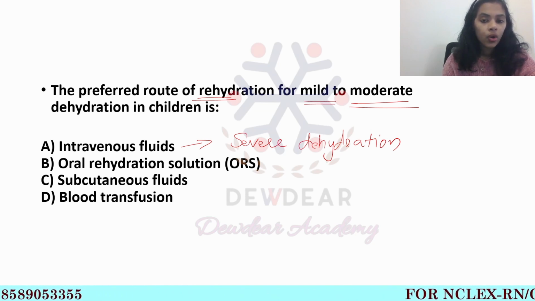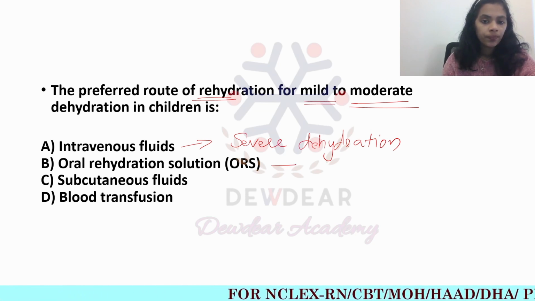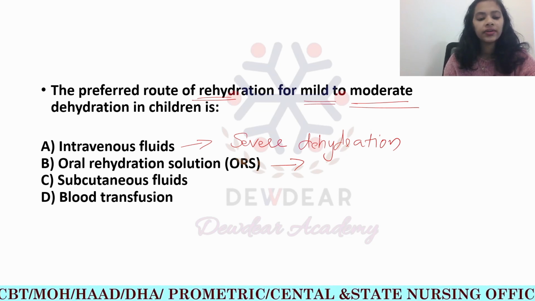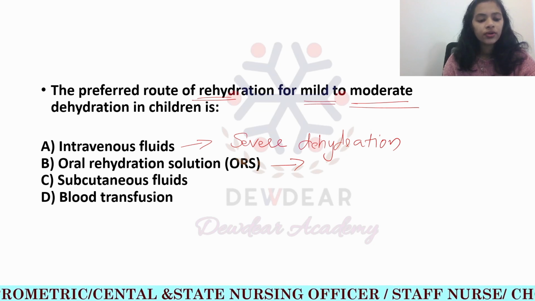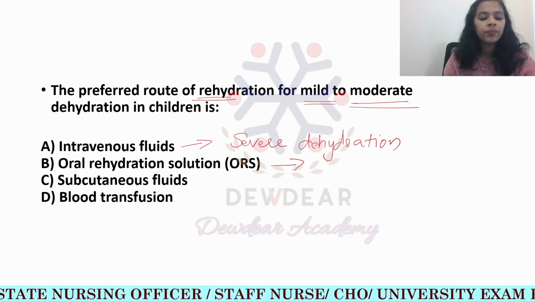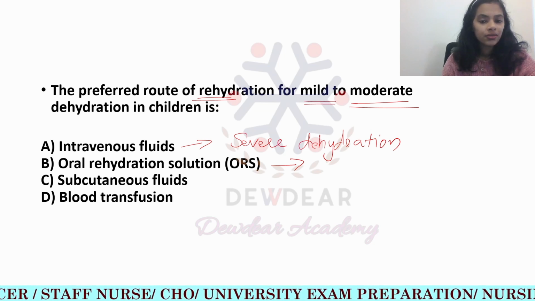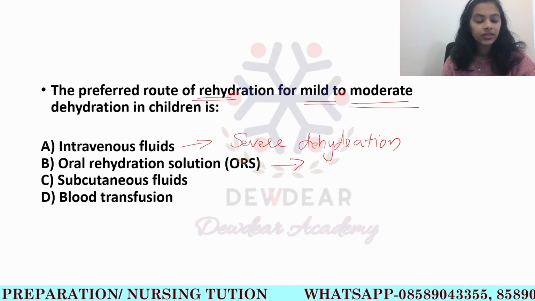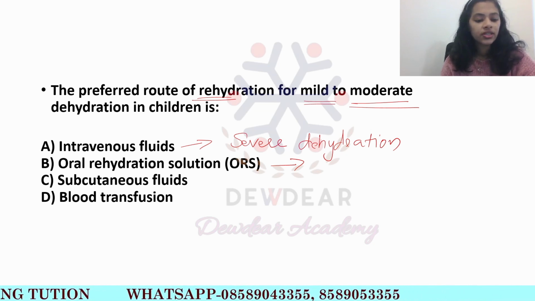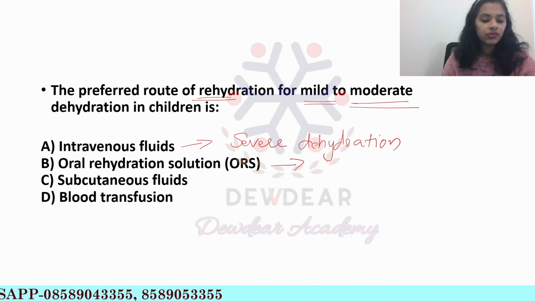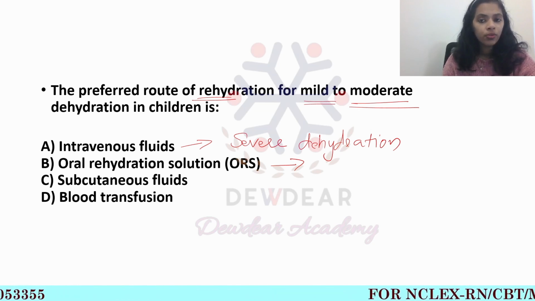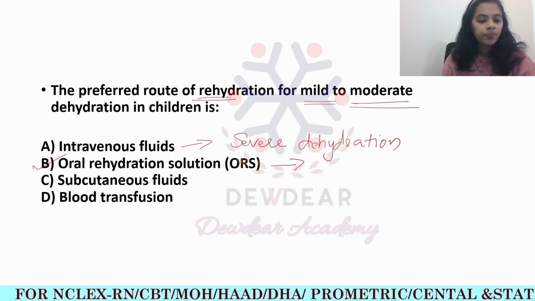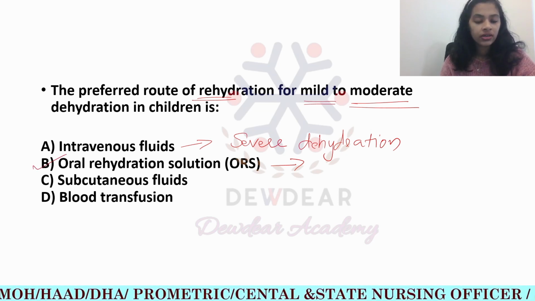The next is oral rehydration solution, or ORS. Oral rehydration solution is the preferred treatment for mild to moderate dehydration because it is safe, non-invasive, and very effective. ORS contains a balanced mixture of electrolytes and glucose that promotes sodium and water absorption in the gut, and that is effective in managing dehydration in diarrhea or vomiting, which are common in children. So in mild to moderate dehydration, ORS is the preferred route of rehydration.